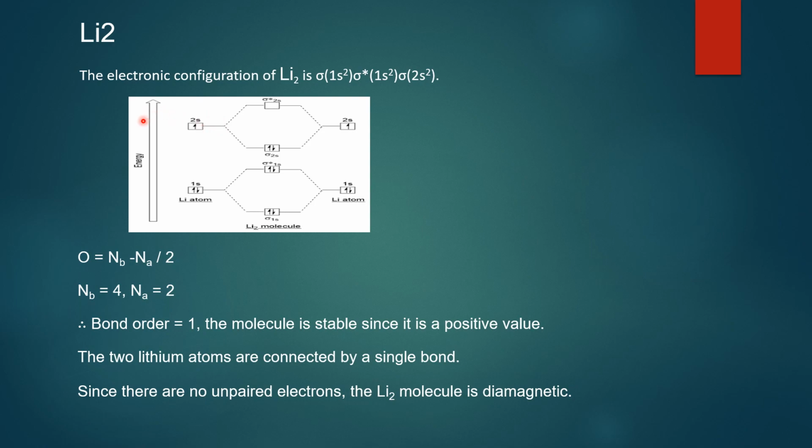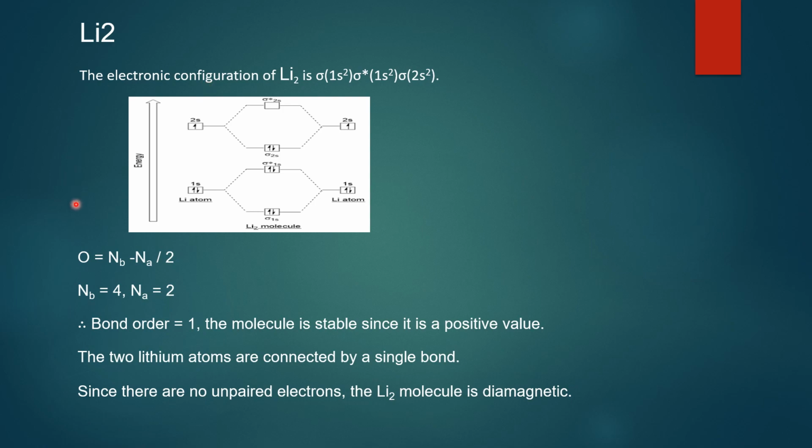After the 1s atomic orbital overlapping, you go for the construction of the 2s atomic orbital overlapping. Each 2s has 1 electron, so 1 plus 1, total 2 electrons. These 2 electrons go into the sigma 2s bonding molecular orbital. Sigma star 2s remains empty. It has no paired or unpaired electrons.